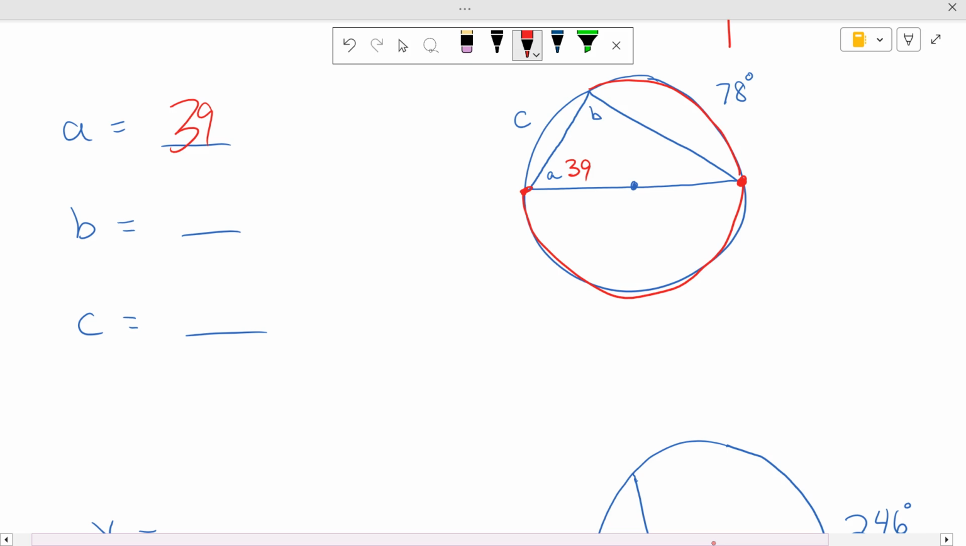How much of a circle is that? Half of a circle. Half of a circle is how many degrees? 180. So B would be half of that, which is 90. This is a 90-degree angle.